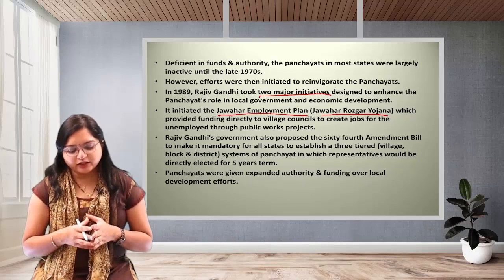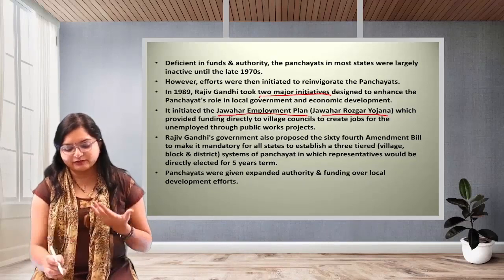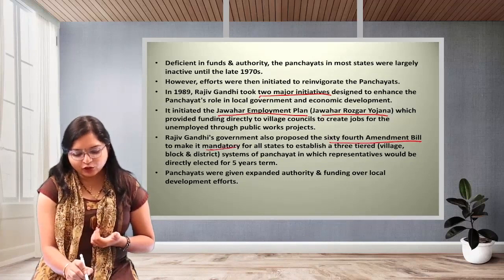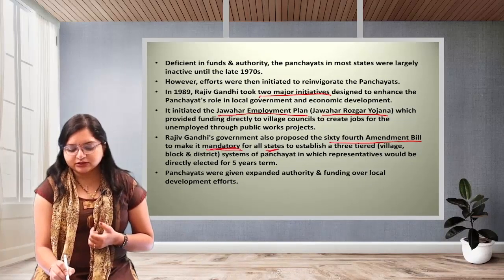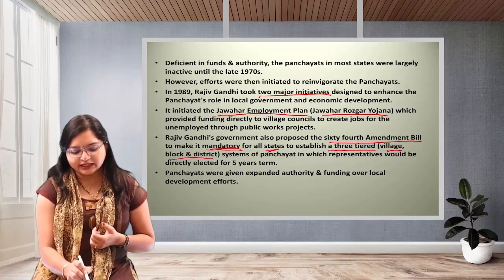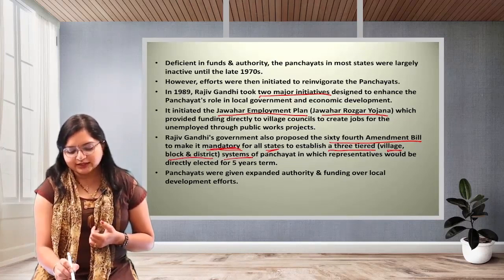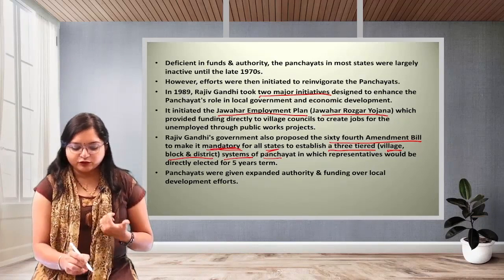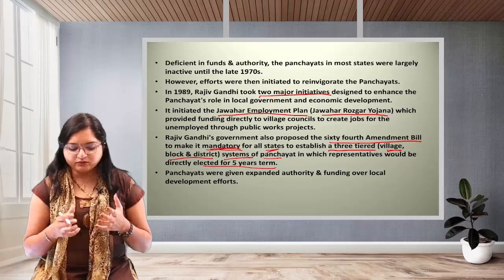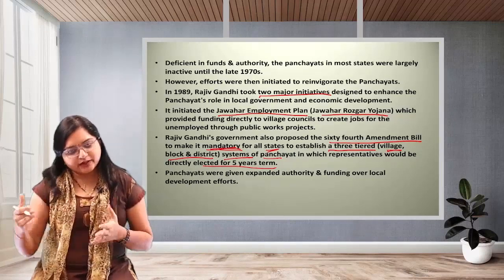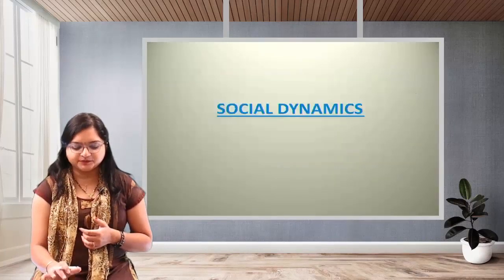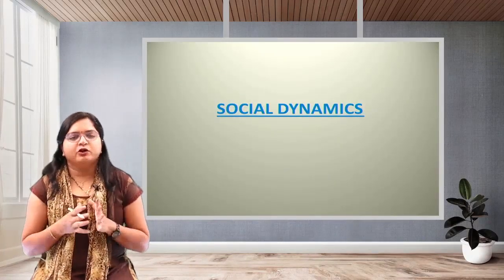Rajiv Gandhi's government also proposed the 64th Amendment Bill to make it mandatory for all the states to establish a 3-tiered, that is village, block and district level, system of panchayat in which representatives would be directly elected for a 5 year term. Panchayats were given expanded authority and funding over local development efforts. So this is all about panchayat.